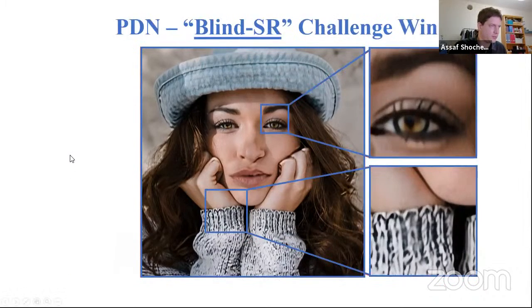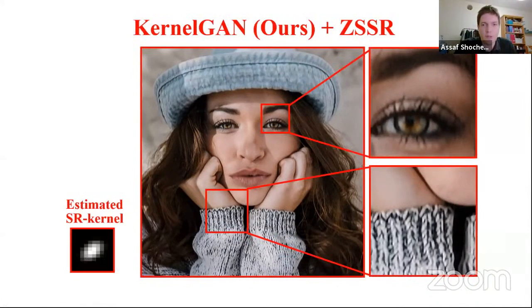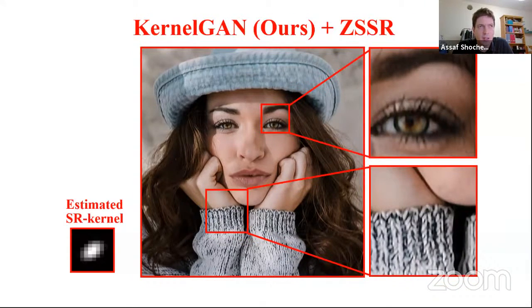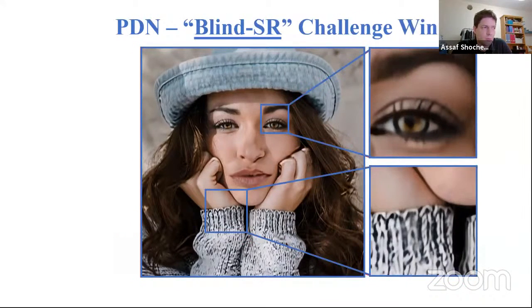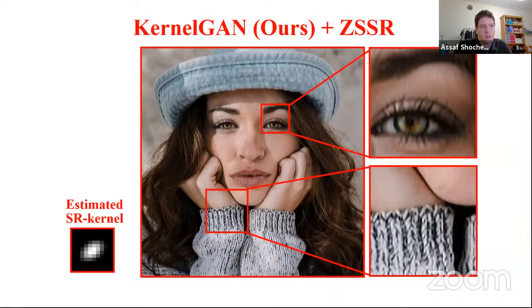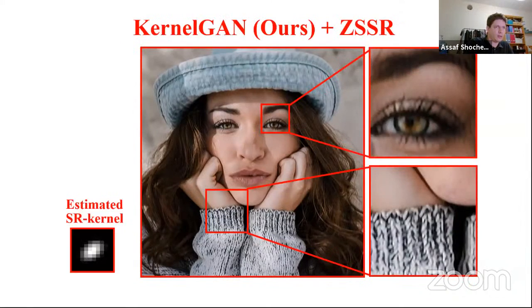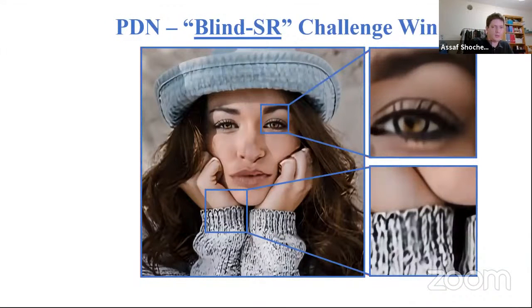Okay, this is a GIF. And using our estimated kernel, you can see that we get much better results. You can see these fibers of the sleeve and the details in this lady's eye. This is due to the fact that we were able to estimate a much better kernel, and then we just use ZSSR for the super resolution. And okay, I guess this is all I'm going to show you about this.